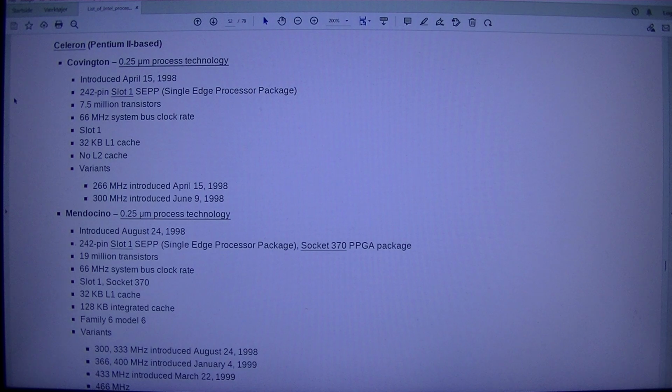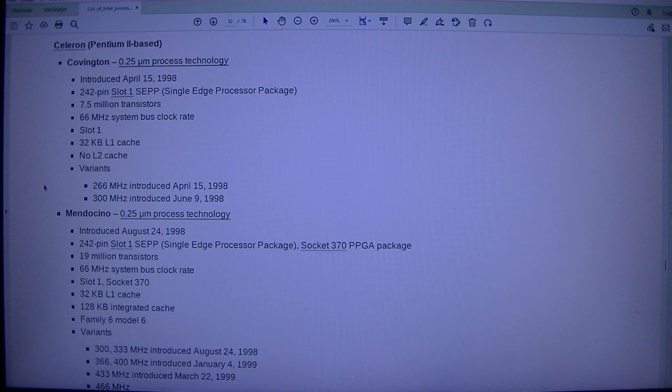242-pin slot 1 SEP, single-edge processor package. 7.5 million transistors. 66 MHz system bus clock rate. Slot 1. 32 kilobytes L1 cache. No L2 cache. Variants 266 MHz introduced the 15th of April, 1998. 300 MHz introduced the 9th of June, 1998.